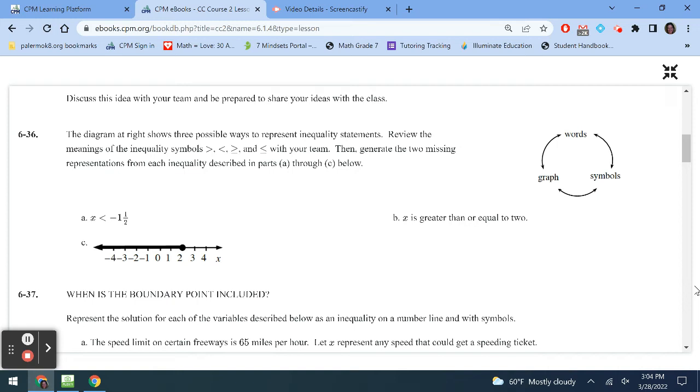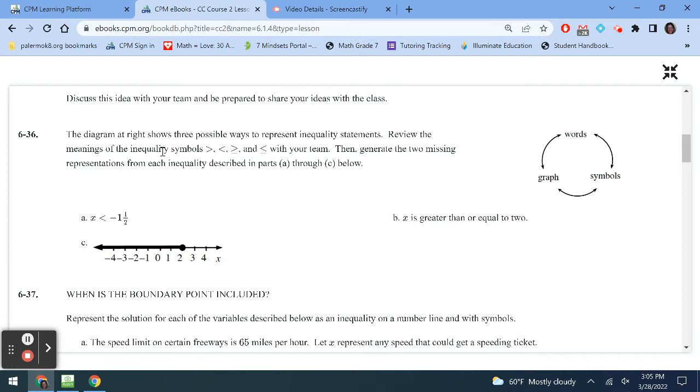So we have 6-36, which says the diagram at right shows three possible ways to represent inequality statements. We can write the inequality statement in words. We also can graph it, which is what we were just doing in the last lesson. We also can use symbols, with letters, numbers, and operation symbols. We can do all three where they have the same value.